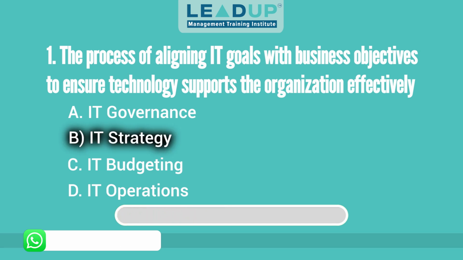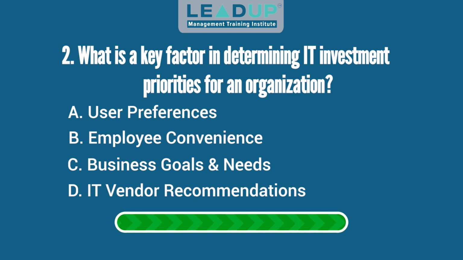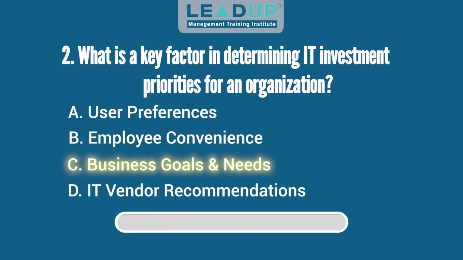Answer: IT strategy. Question 2. What is a key factor in determining IT investment priorities for an organization? A. User preferences, B. Employee convenience, C. Business goals and needs, and D. IT vendor recommendations. Answer: business goals and needs.